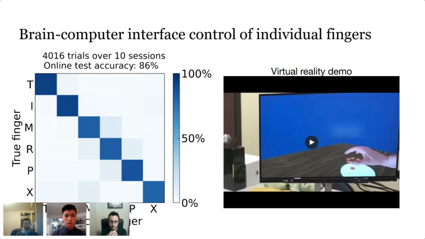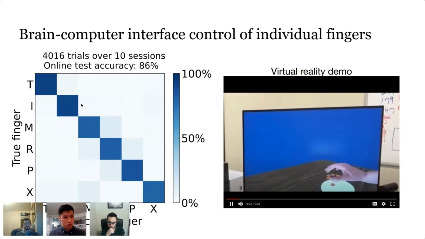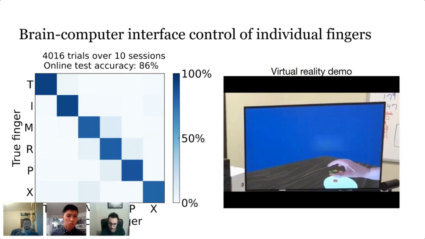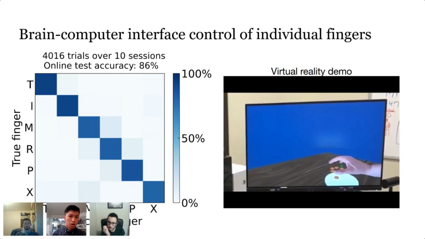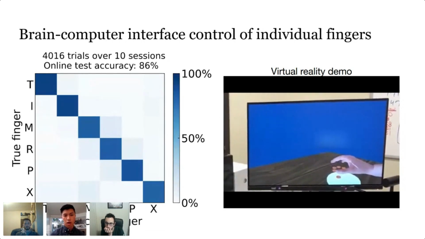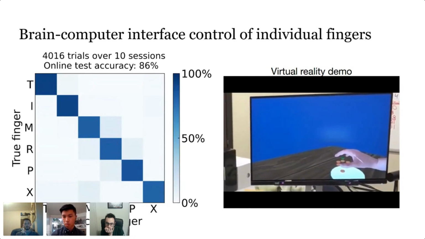These finger representations were robust across contexts, and they can be used in a variety of environments, including to move a virtual reality avatar hand, which I'm showing in the video. And in this demo video, our participant is controlling the individual fingers of the VR hand to acquire the green gems simply by thinking about moving their fingers.